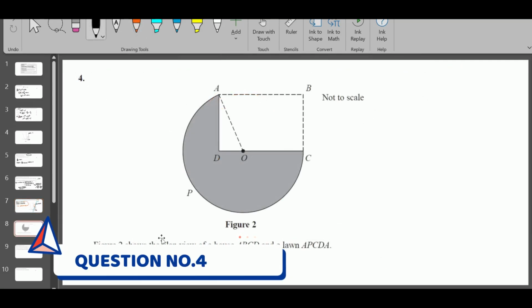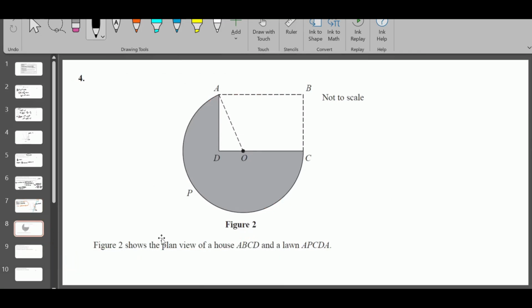Question number 4. This is from radians now. We have a diagram given. Figure 2 shows the plan view of a house ABCD. ABCD is a house actually. And then a lawn APCDA. This is a lawn actually.